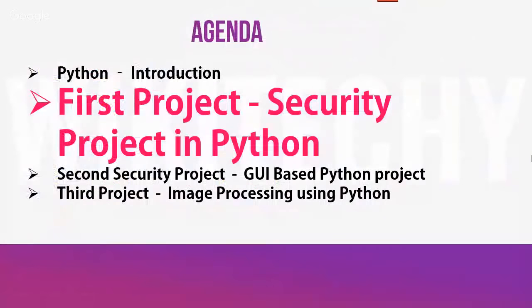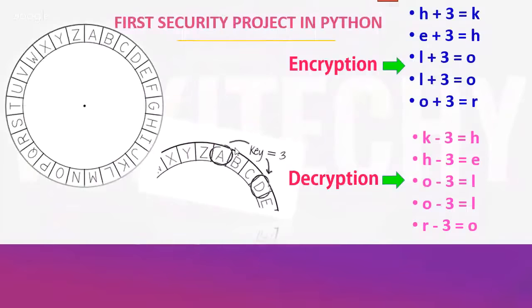Okay, here is the second area I'm going to work on. That's in the agenda. I'm going to talk about the first project, a security project in Python. Let's move on to our security project. Before moving on to the security project, I'll tell you the procedure. Let's discuss the project first.